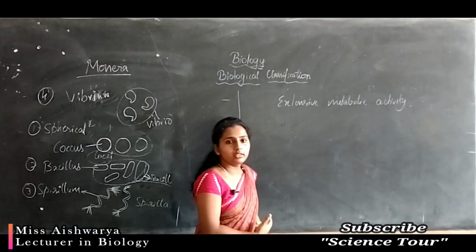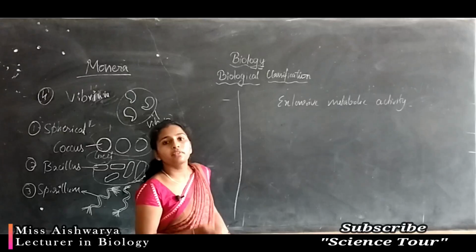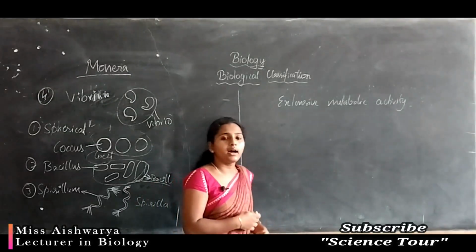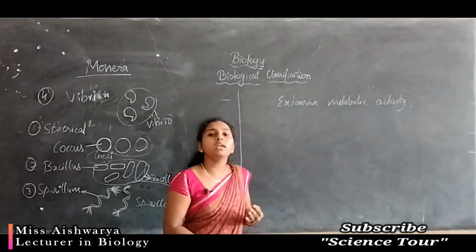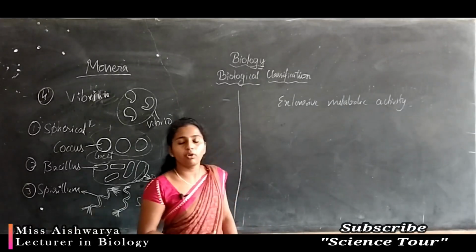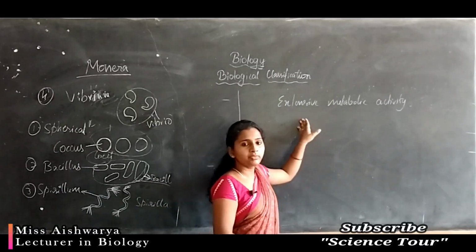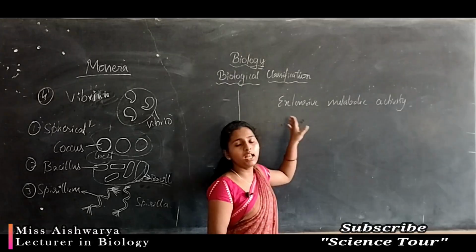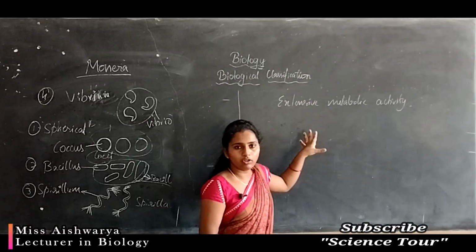So usually their nutrition is photosynthetic as well as the nutrition may be autotrophic or heterotrophic. You can see both types of nutrition. Even the cell wall content present in the cell is very important to adjust to the harsh environmental condition.